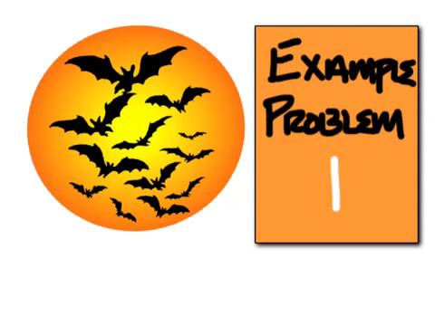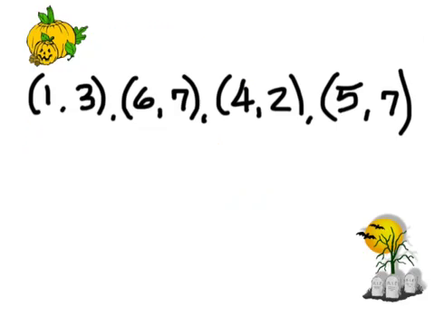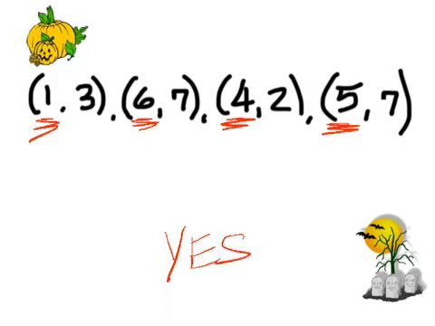So that leads us to example number 1. You have a list of ordered pairs here. Look at the x values: 1, 6, 4, and 5. If all of those numbers are different, then the answer is yes. Is this a function, if all of these x numbers are different? The answer is yes.